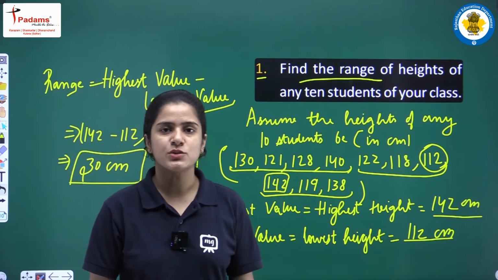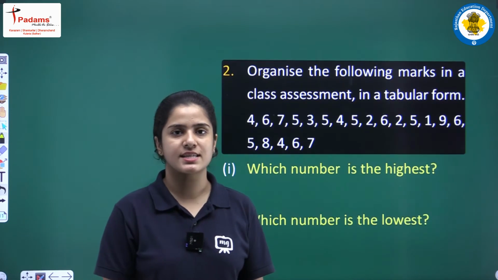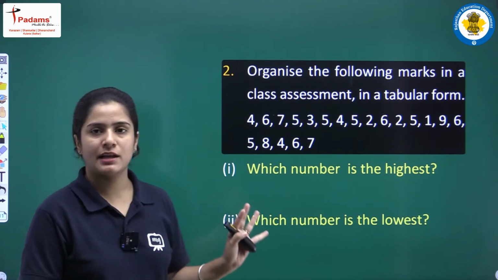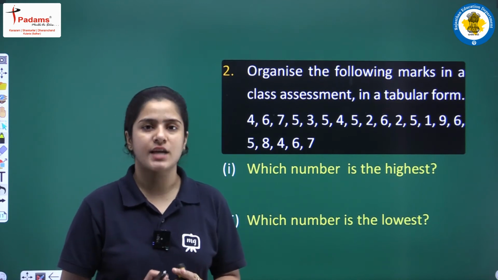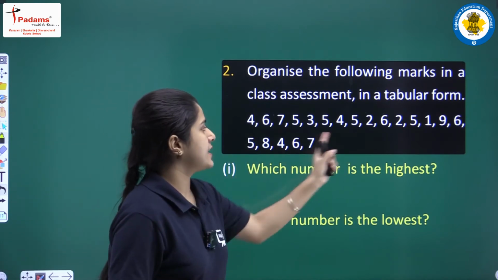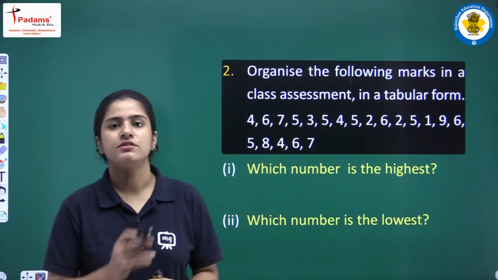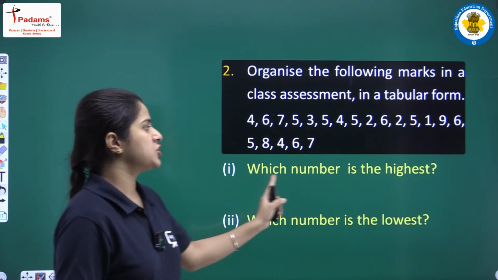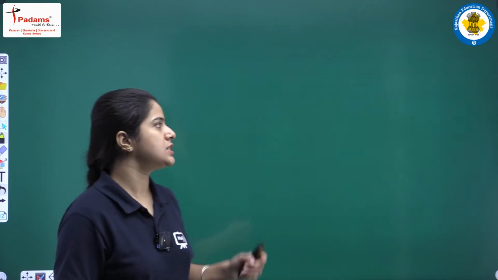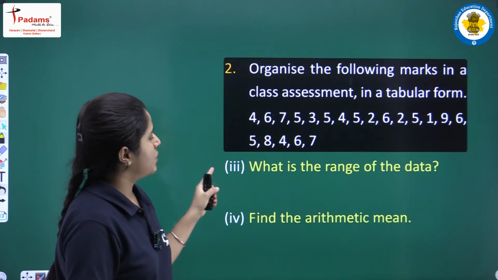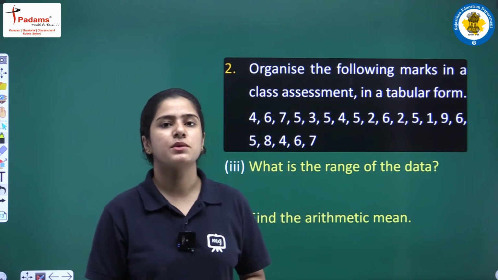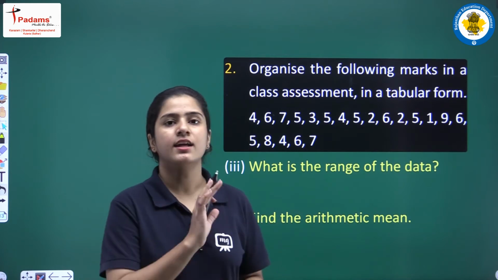Now students, the second question that we are going to discuss is: organize the following marks in a class assessment in a tabular form. You have to organize the data in a tabular form. These are the data given to you. Firstly you need to have the tabular form, then which number is the highest, which is the lowest. Next, we need to find out the range of the data and the arithmetic mean. Firstly, we will be organizing this data in ascending order.